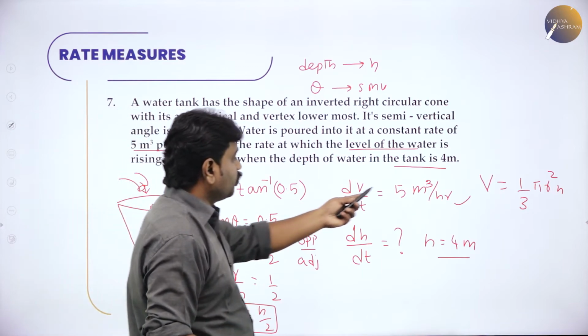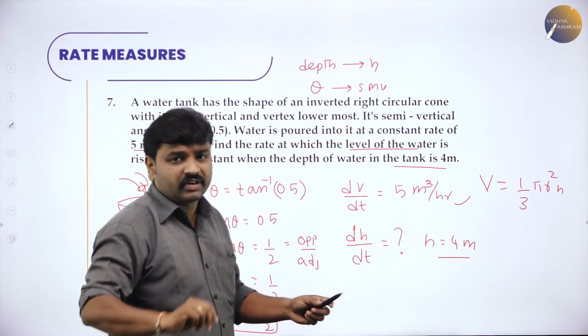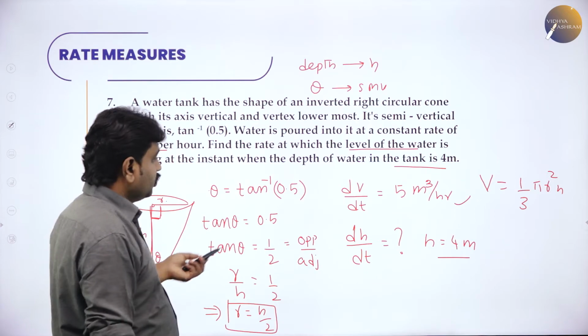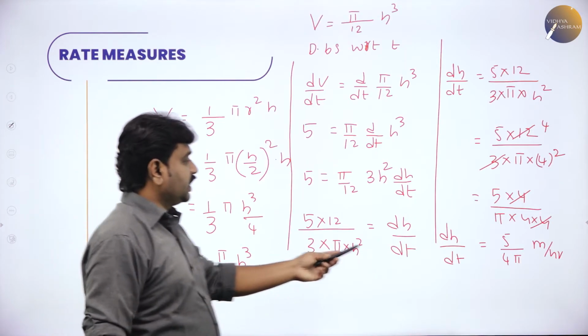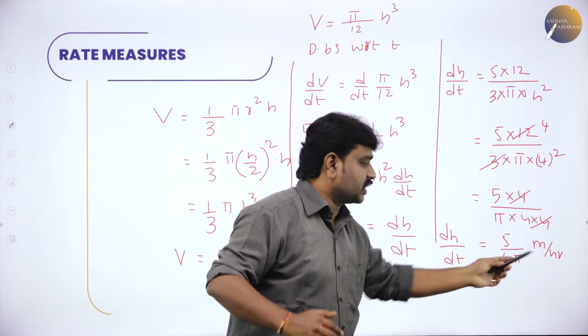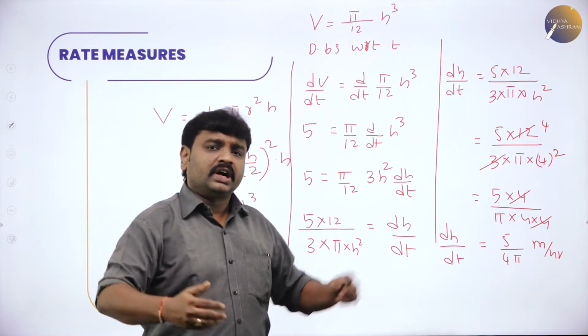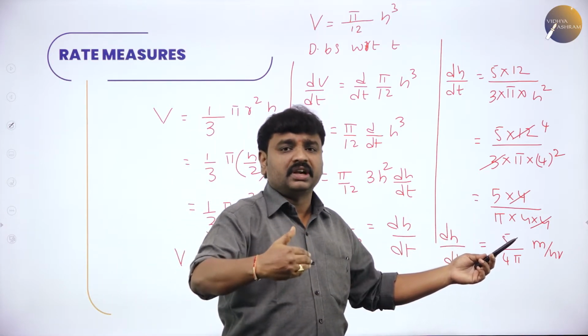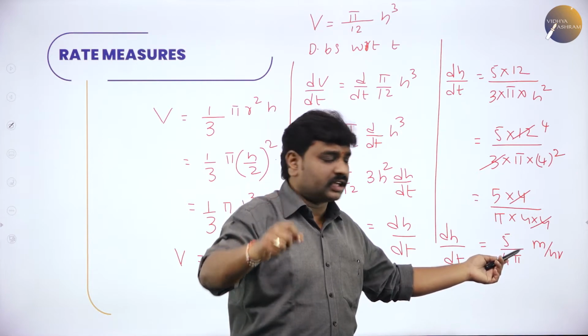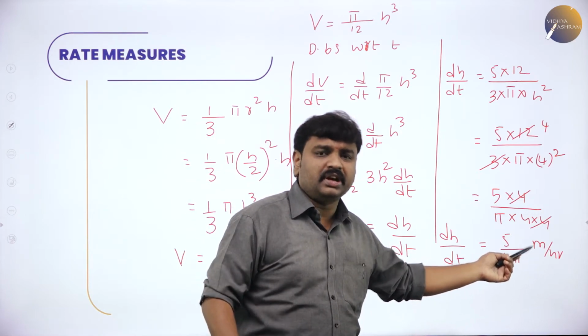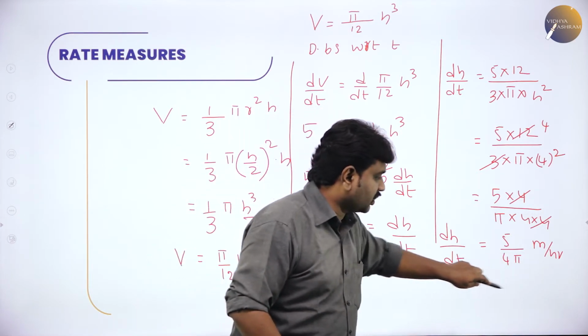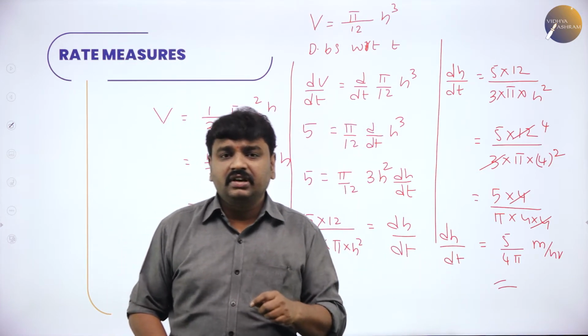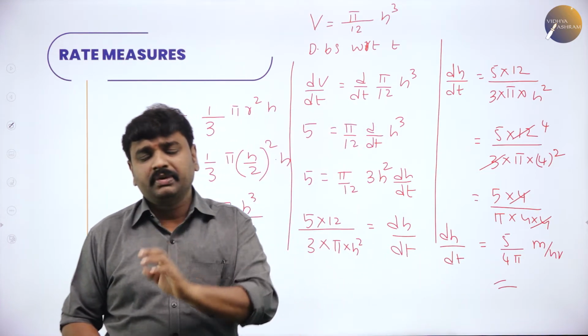Volume unit they have given in meter cube per hour, so don't convert the units. So now what happens to height, height varies in meter per hour. If volume is centimeter cube, height varies in centimeter. But that was meter cube they give, meter cube per hour they give, so here meter per hour. So this is the thing. So what is the conclusion? Therefore height varies at the rate of 5 by 4 pi meter per hour.